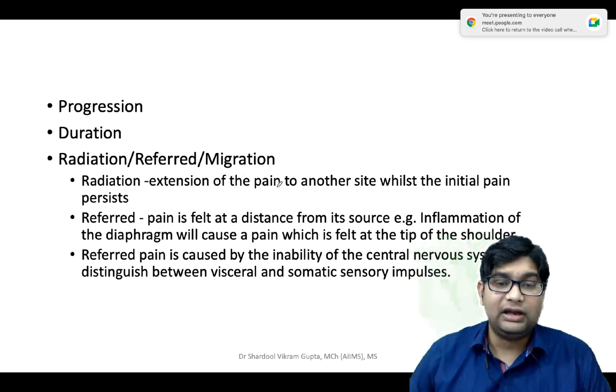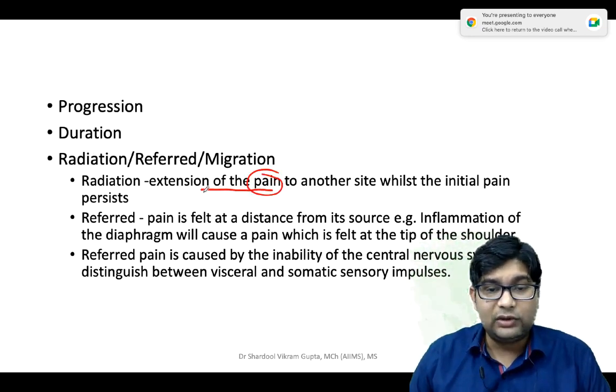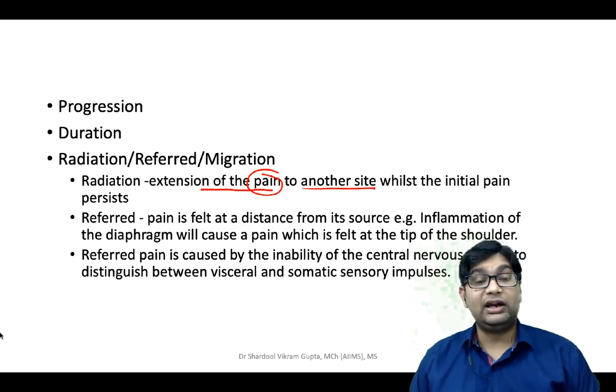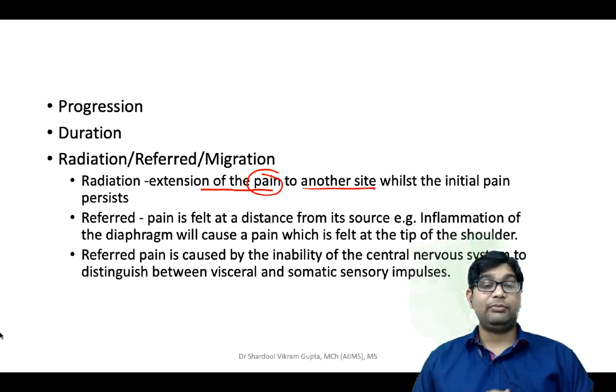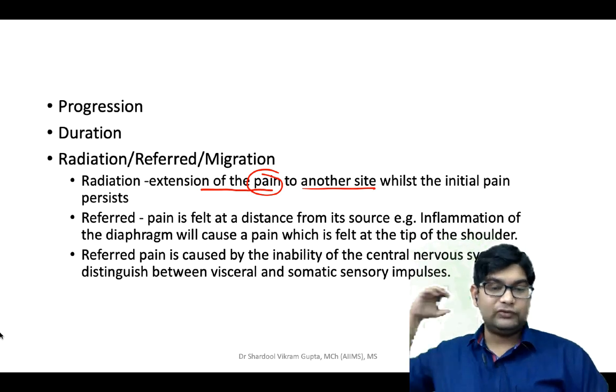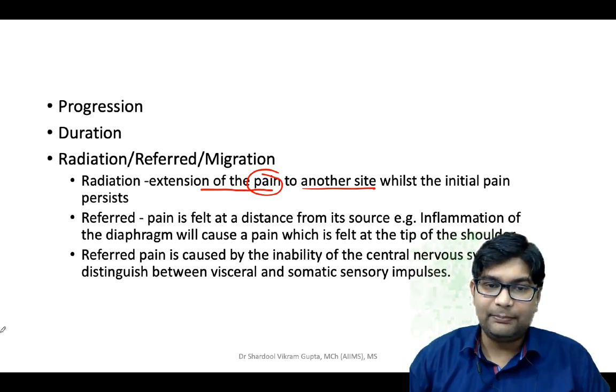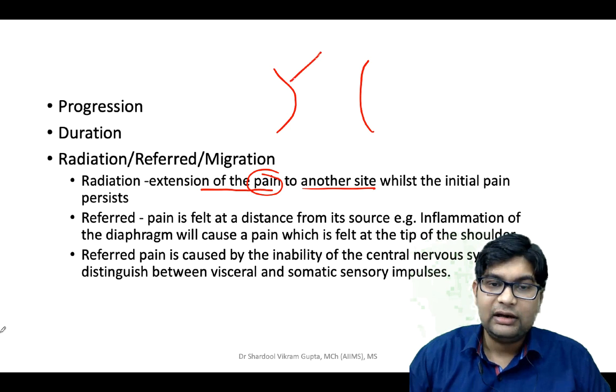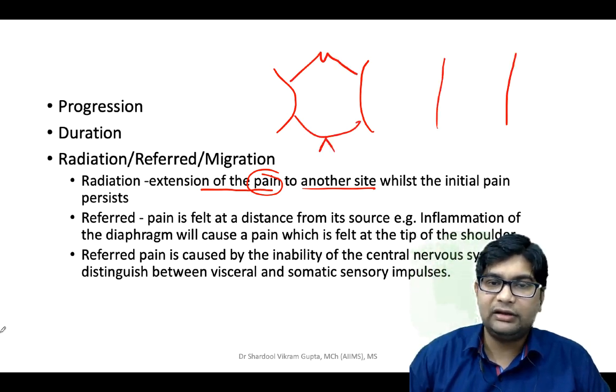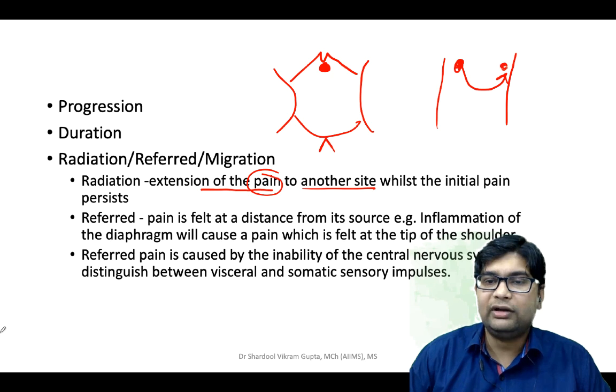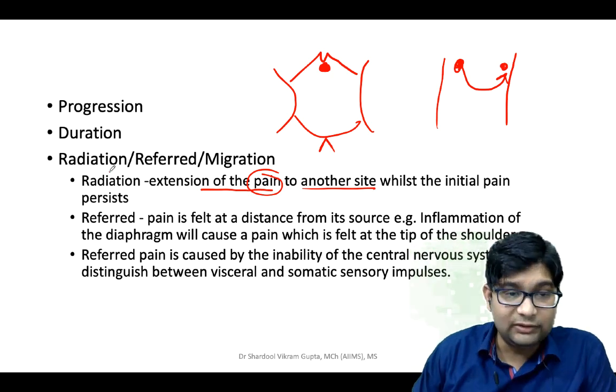Pain will occur when there is extension of pain to another site, whilst the initial pain persists. Like in acute pancreatitis, there is pain in the epigastrium, it persists, and then the pain goes towards the back. So the original site of the pain will always be there, but there will be some pain on the back. Say this is an AP view, so there will be epigastric pain, and it will refer to the back also, and both will be present. So that is known as radiation of the pain.